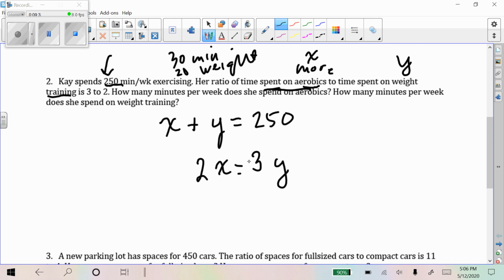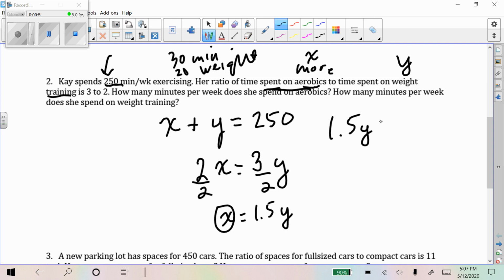Now, for this, another way you can look at it, I could divide both sides by 2 and I could get X equals 3/2 Y. Or if we take 1.5 times the number of minutes she spends on weight training, that'll be the number she spends on aerobics. Now I chose this way because now I can substitute for X. Now you don't have to do it this way. You could use your calculator, just solve them both for Y if you like that better. But I end up with this equation.